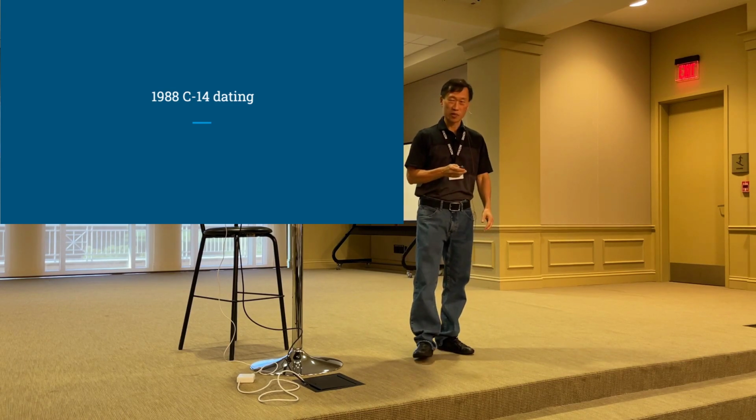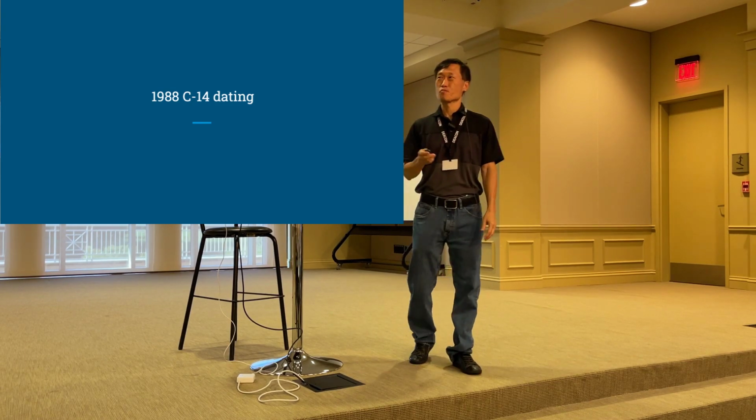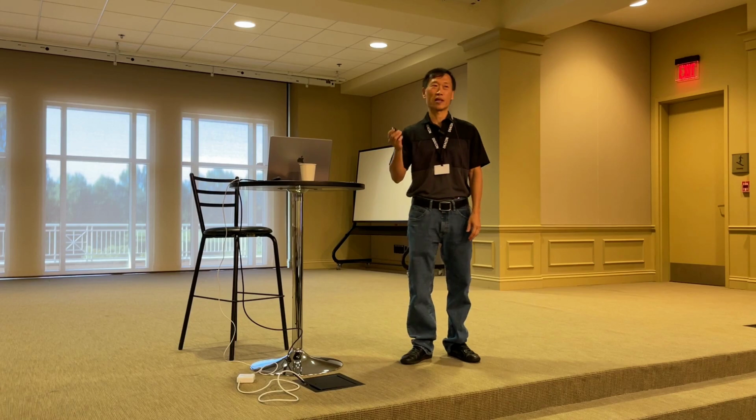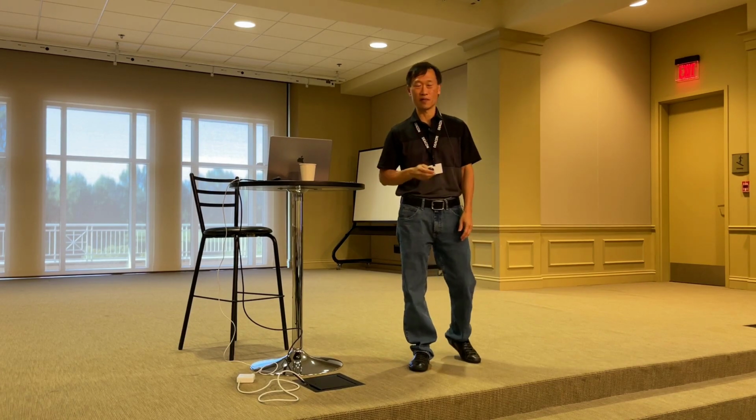I want to talk about the carbon-14 dating. So in their official report in 1989, they said, the results of radiocarbon measurements at Arizona, Oxford, and Zurich yield a calibrated calendar age range with at least 90% confidence for the linen of the Shroud of Turin of AD 1260 to 1390. The results therefore provide conclusive evidence that the linen of the Shroud of Turin is medieval. So what they claim is that this is conclusive evidence.